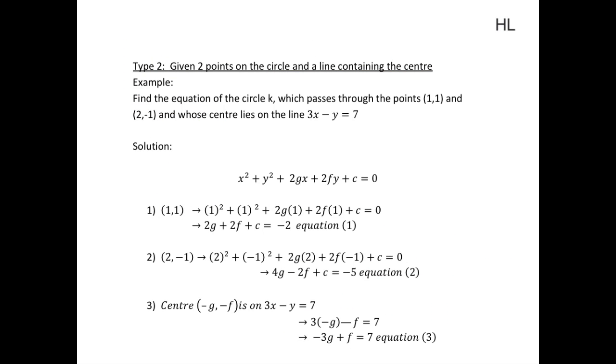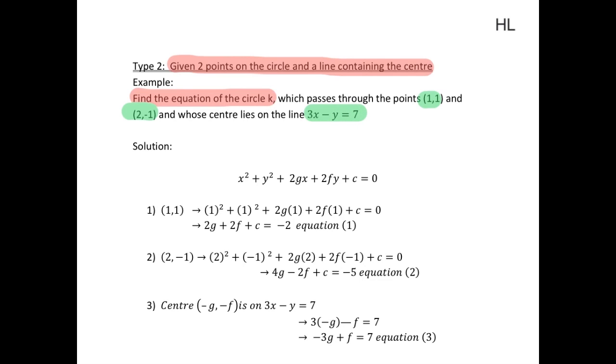The next type of question we could be given when we're trying to find the general form of a circle is if we are given 2 points on the circle and a line containing the centre. So in our example here, we're asked to find the equation of the circle K, which passes through the points (1, 1) and (2, -1), and whose centre lies on the line 3x - y = 7.